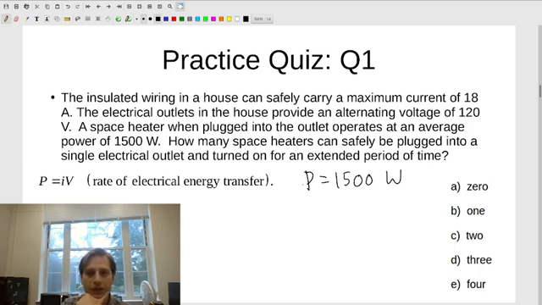So if our P is 1500 watts and our V is 120 volts, let me grab my calculator quick.